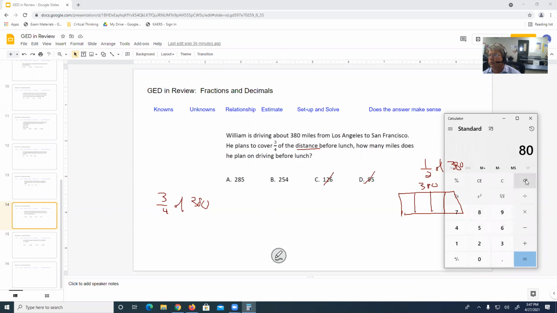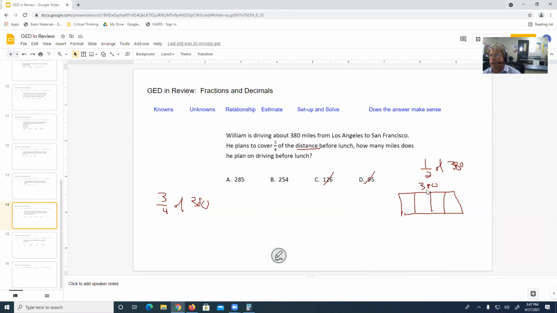That don't look right. So 380, that's still not working. 380 divided by 4, that's going to give me 95. So each piece is going to be 95, but I get 3 of those pieces. So I get 3 95s.